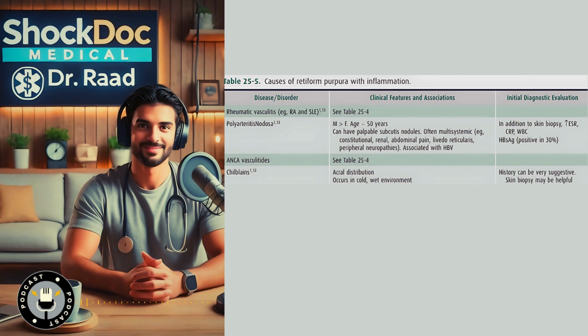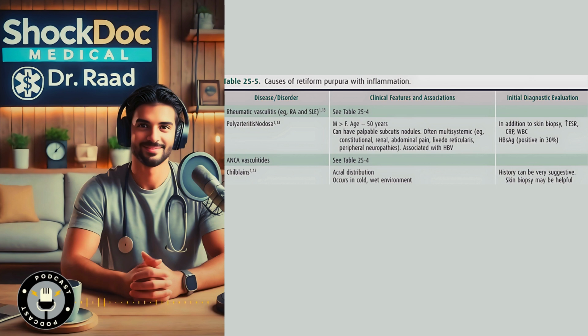Polyarteritis nodosa, more common in men around the age of 50. This condition can present with palpable subcutaneous nodules, multisystem involvement, constitutional symptoms, renal or abdominal pain, livedo reticularis, peripheral neuropathies, and it's sometimes associated with hepatitis B. Lab tests should include ESR, CRP, a complete blood count, and HBsAg testing, positive in about 30% of cases.